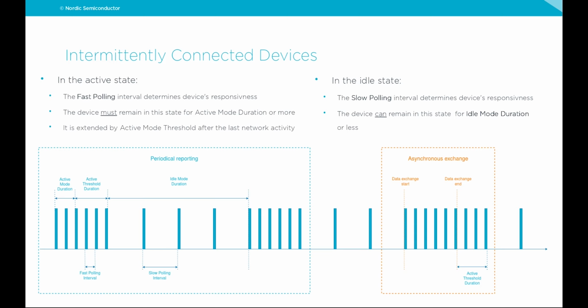On the right, there is a different case. So the device is in the idle state. It keeps polling. It's not the time to send a report yet, but suddenly it gets an asynchronous exchange from some other device. If it were a door lock, for example, someone could want to unlock the door at this moment. The device is active for the data exchange time. It may be longer or shorter depending on the size of data to be exchanged, plus active threshold duration. And then it gets back to the idle state again.